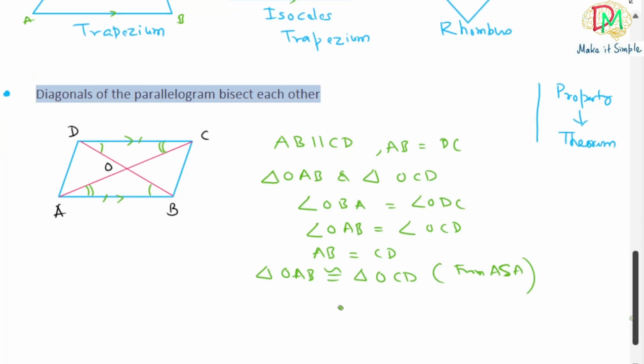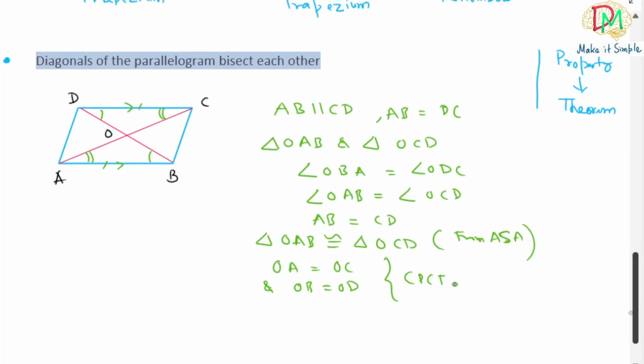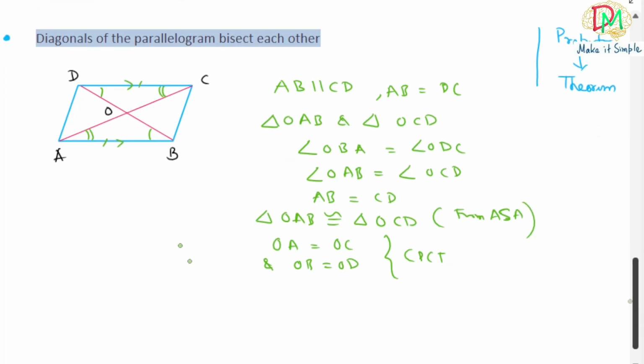By angle side angle congruency, you can say that OA is equal to OC and OB is equal to OD. CPCT, corresponding parts of congruent triangles. So this is the proof. This side is equal to this side and this side is equal to this side. So you can say this.